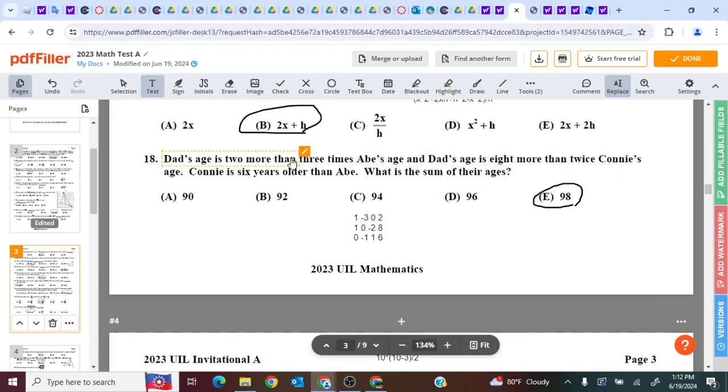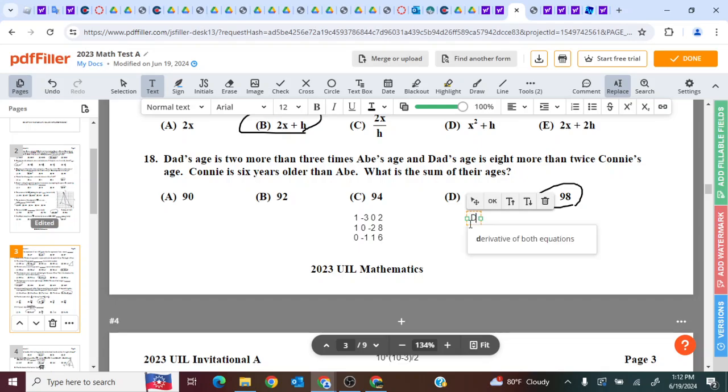18, Dad's age is 2 more than 3 times Abe's age, and Dad's age is 8 more than twice Connie's age. Connie is 6 years older than Abe. What is the sum of their ages? Okay, so we can simply write out the equations here. Dad is equal to 3 times Abe's age plus 2. This A has to be on this side, so it's the same as D minus 3A is equal to 2.